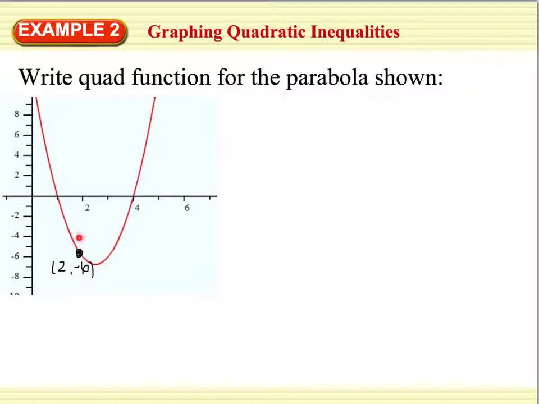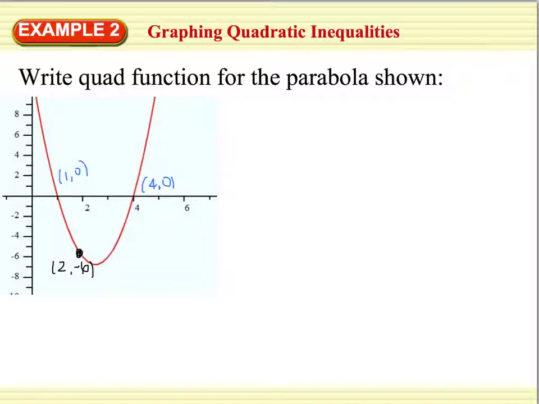So even though I'm not given the vertex, I am given a point here, and I see that I have two x-intercepts that actually go through a nice number. And by a nice number, I mean that I have an x-intercept of (1, 0) and (4, 0).